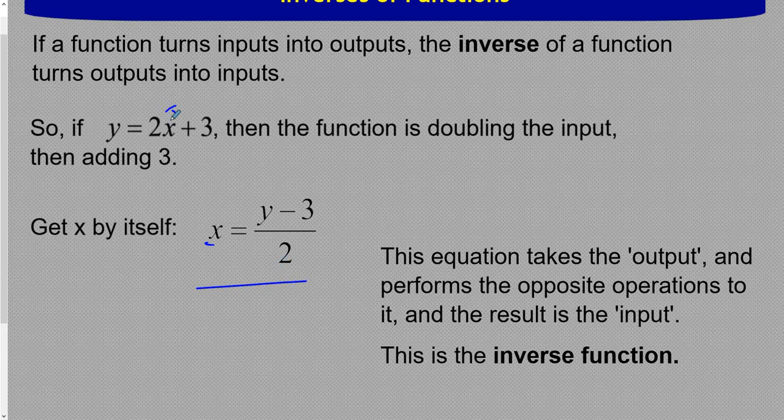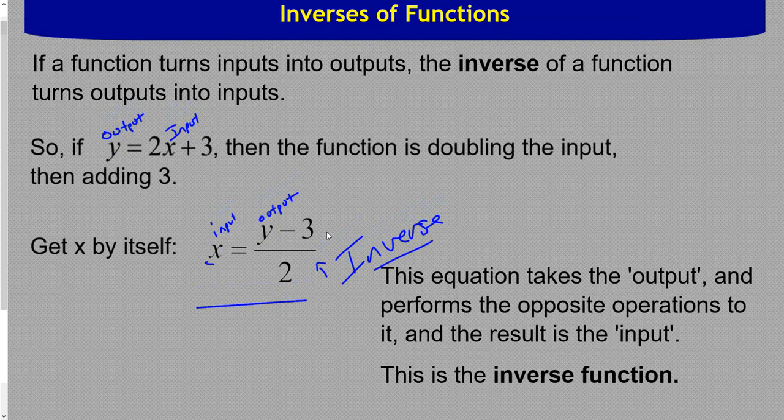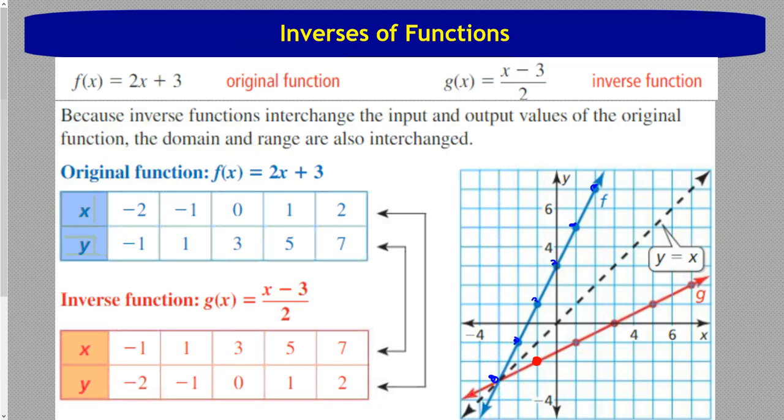So if this is the input, and this is the output, then this is the same output from before, and this is the same input from before. We're swapping places. This is the inverse function right there. It does the exact opposite steps in the opposite order to get us back where we started. So if a function takes inputs and makes outputs, an inverse takes outputs and tells you what the input was.